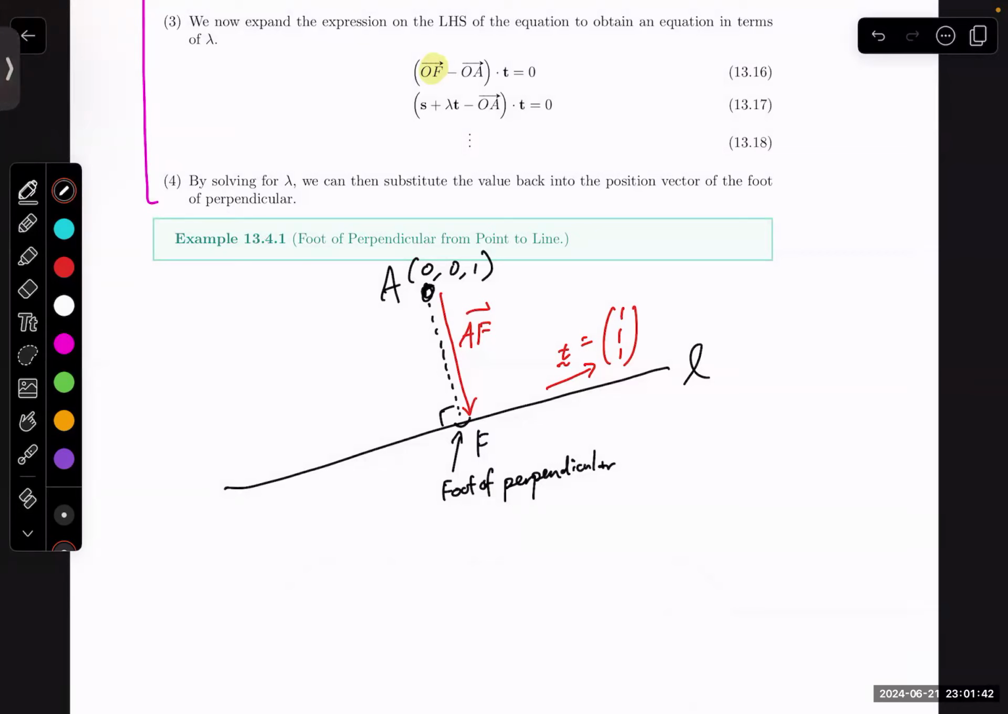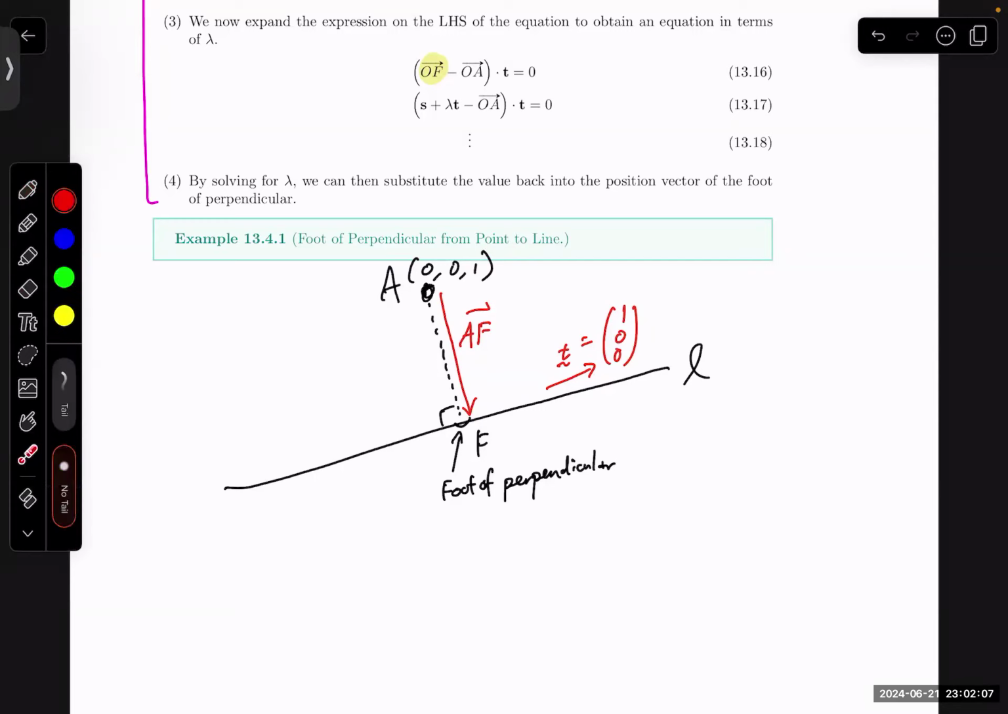Anyway, so let's say I have this point, 0, 0, 1. I have a vector that describes the direction of my line. The direction is 1, 1, 1. You know what? Let's just call it 0, 0, 1, and 1, 0, 0. So that is easier.